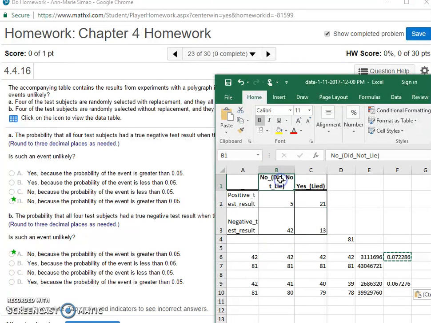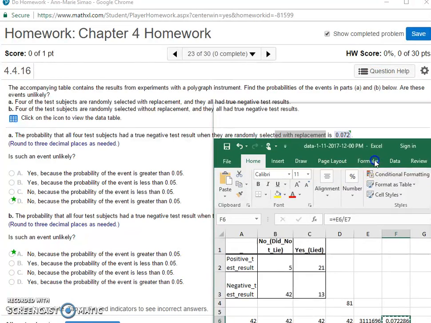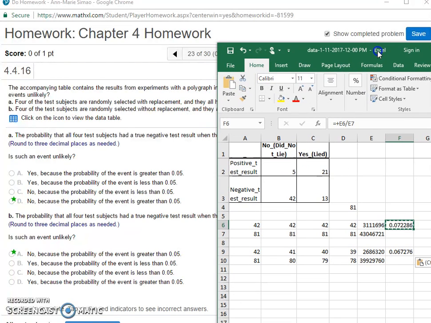True negative is when they did not lie and it was a negative result. 42 out of the 81. With replacement, 42 out of 81 times 42 over 81 times 42 over 81 times 42 over 81. That becomes this really big number divided by this really big number, which is 0.0722. Rounded to 3 decimal places, it's just 0.072. Is such an event unlikely? No, because the probability of the event is greater than 0.05.